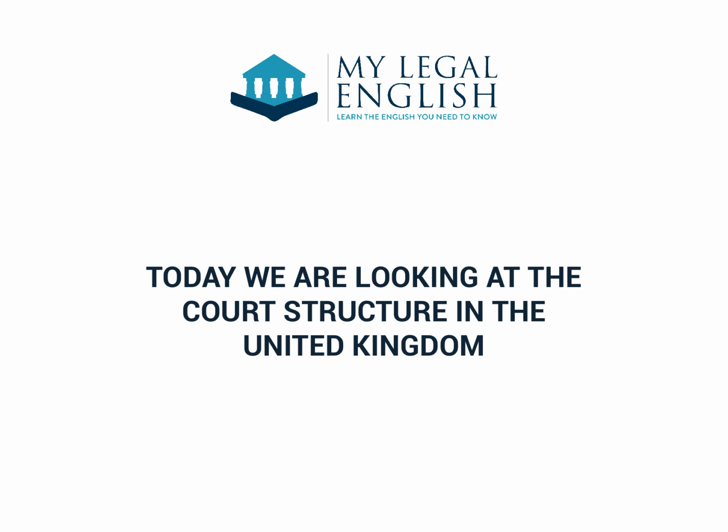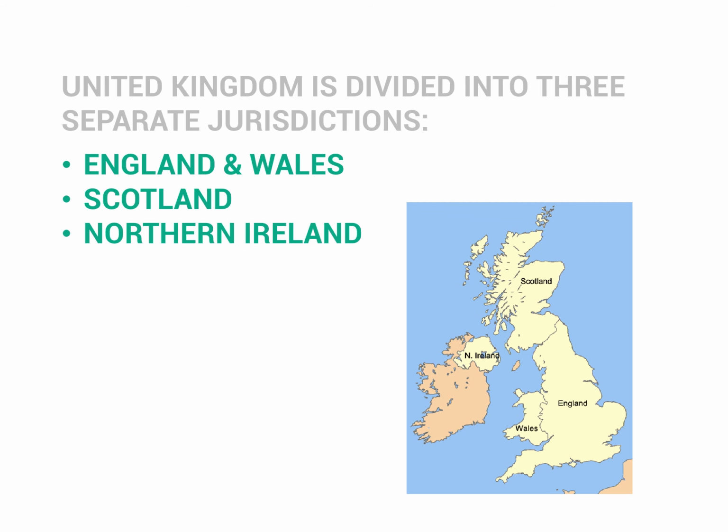Today we are looking at the court structure in the United Kingdom. The United Kingdom is made up of 4 separate nations or home countries, effectively taking the form of regions: England, Wales, Scotland and Northern Ireland.